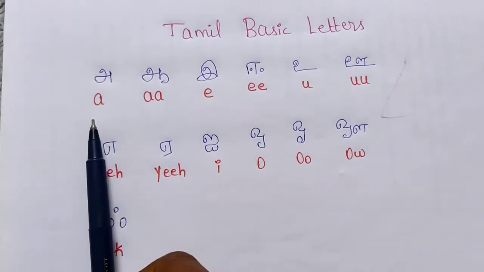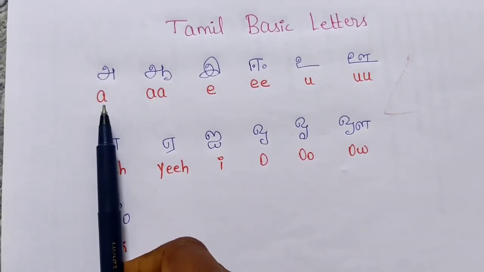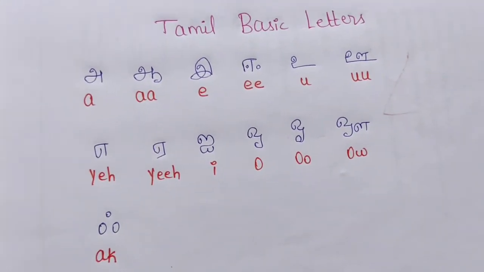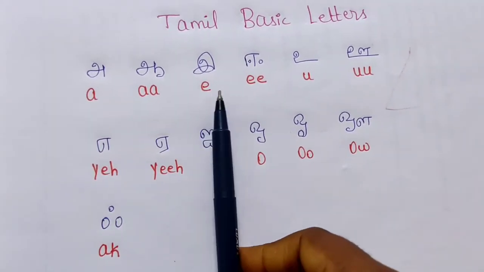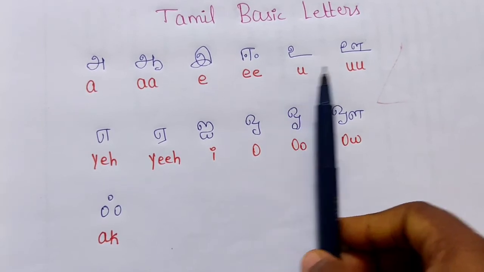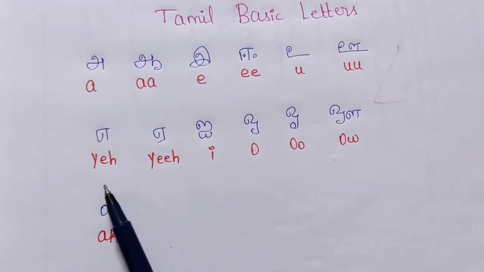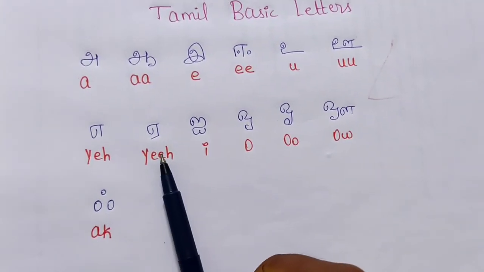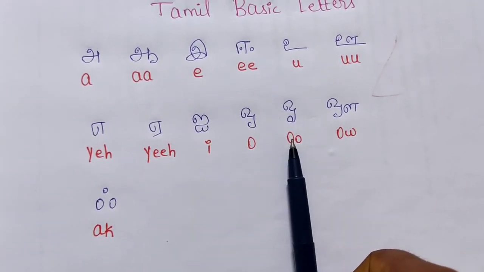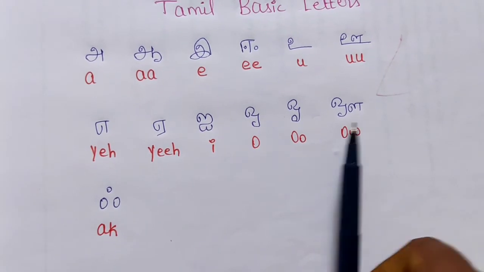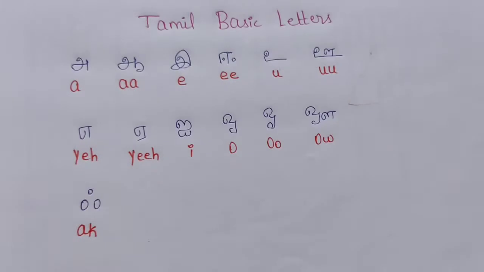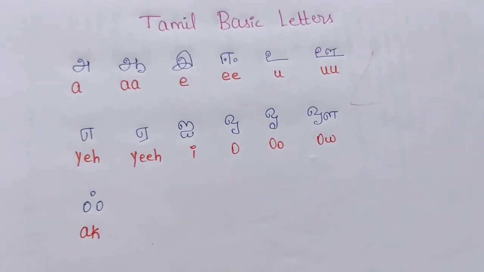The first one is pronounced as A. The second one is pronounced as Aa. See the third one, E. Ee. U. Uu. Ye. Yee. I. O. Oo. Au. Ak. This is how we pronounce these basic 13 letters.